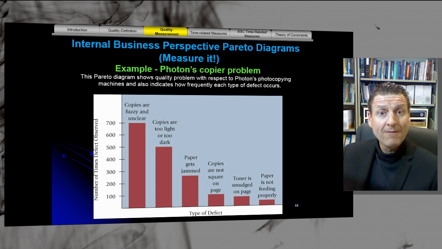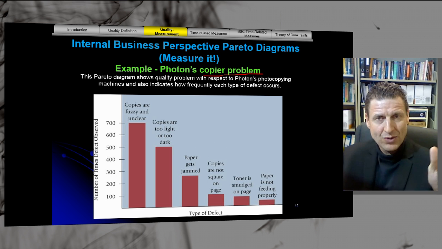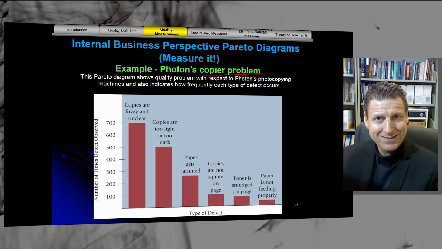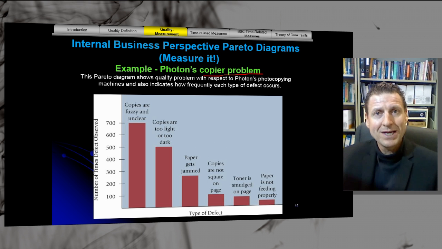Use an example of Photon's copier problem. Photon Copier manufactures photocopier machines. This is a Pareto diagram, and this is all about the 20-80 rule, or the 80-20 rule. That is, focus on the 20% of factors that are causing 80% of your problems. You've heard that in sales: focus on the 20% of customers that are giving you 80% of revenue. It is the same idea.